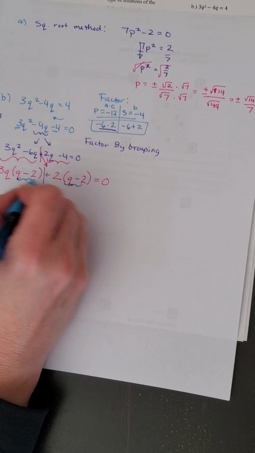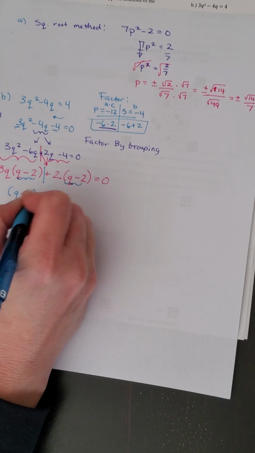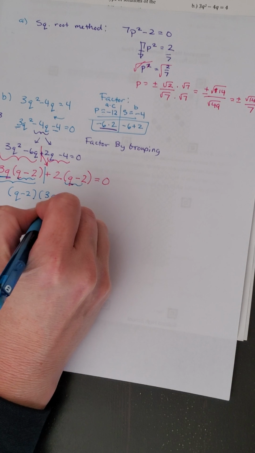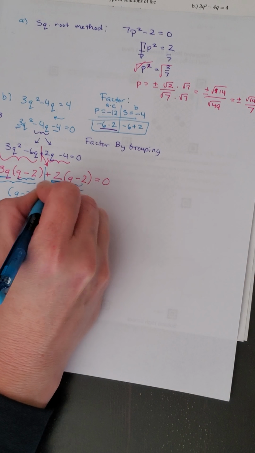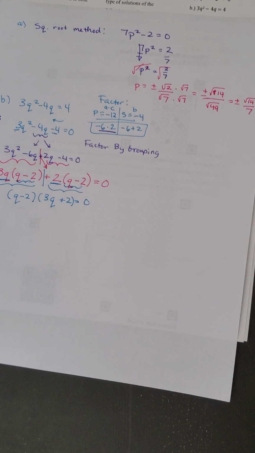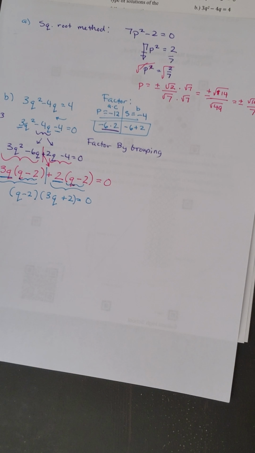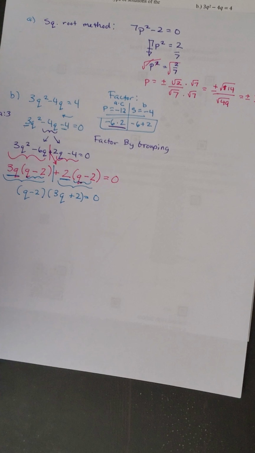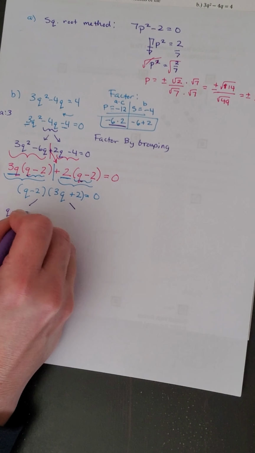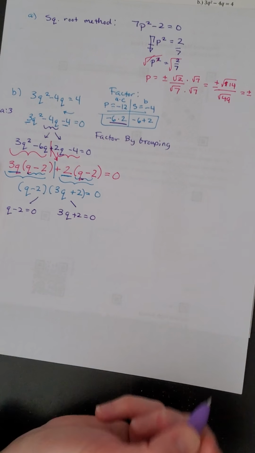Again, this term and this term have a common factor of q minus 2. To get this term back, I'd need a 3q. And to get this term back, I'd need a 2. Now, remember, I'm solving. So if they just wanted me to factor, boom, I'm done. But since I'm solving, I'm going to have to set each factor equal to 0. So q minus 2 equals 0, and 3q plus 2 equals 0.